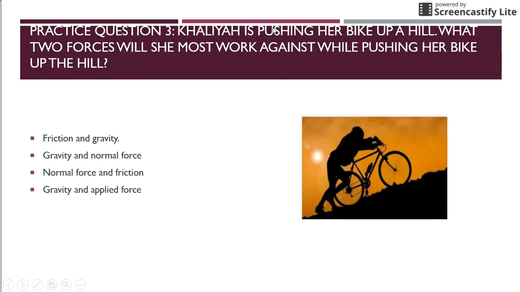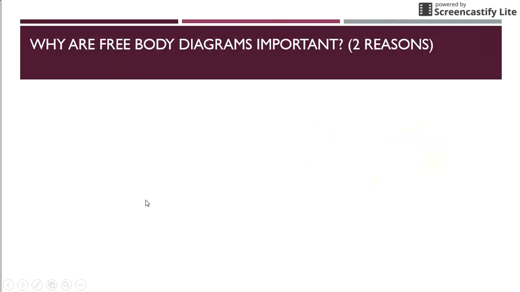Practice question 3. Kalia is pushing her bike up a hill. What 2 forces will she most work against while pushing her bike up the hill? Is it friction and gravity, normal force and friction, or gravity and applied force? And finally, why are free body diagrams important? Give 2 reasons.